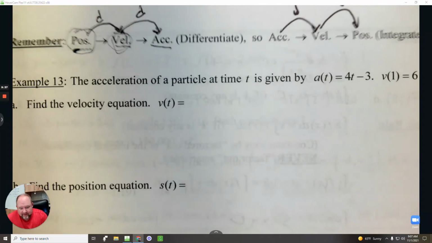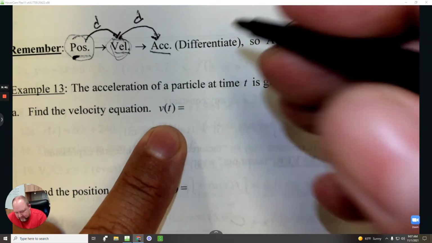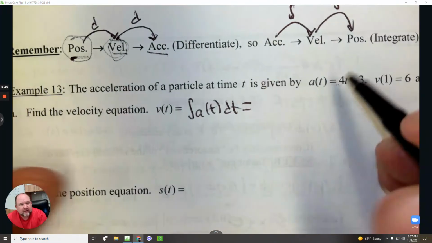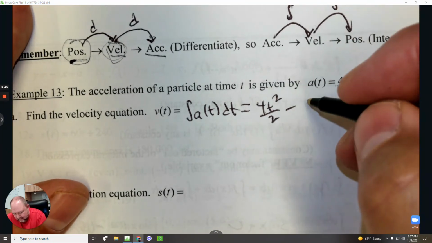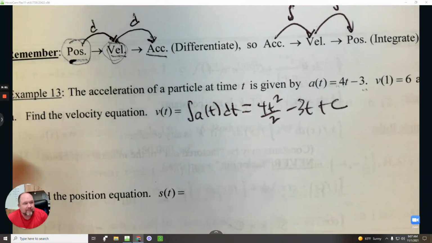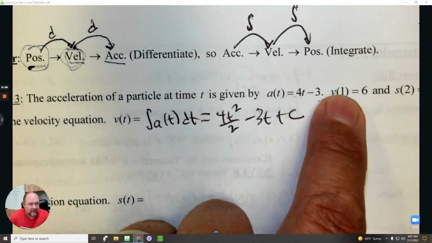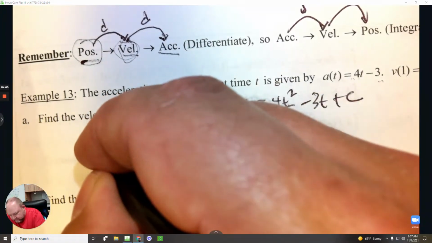So the acceleration is 4t take away 3. So to find the velocity, you would integrate acceleration. To integrate again, we're going to add 1 to the exponent and divide, and then negative 3 would be negative 3t plus c. But we have information about the velocity. So when you plug in 1, the answer is 6. So we're going to do that right now.